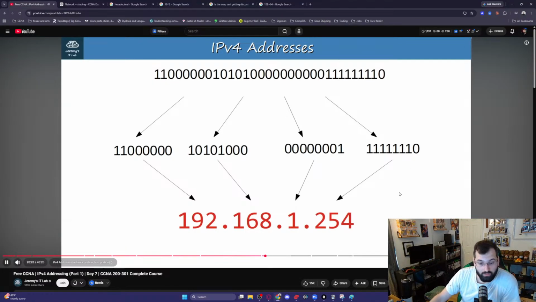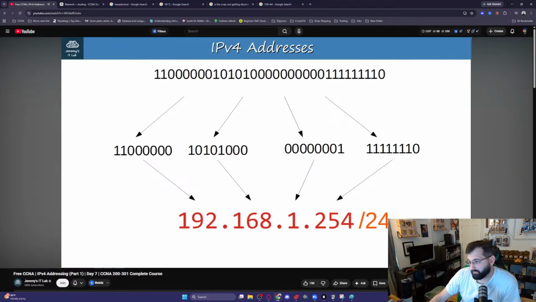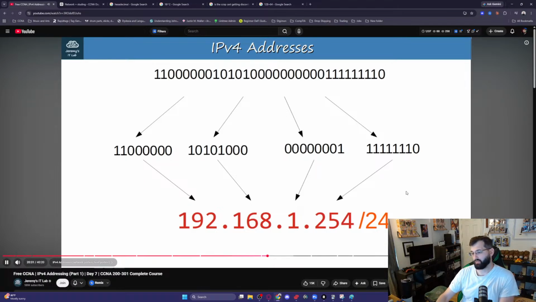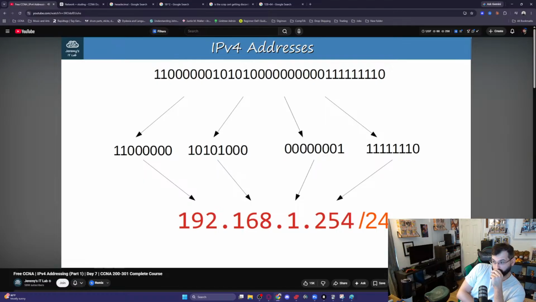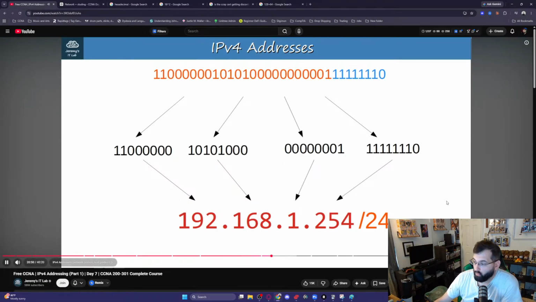However, you may remember there was this /24 that I said was used to identify which part of the IP address represents the network and which represents the end host. Since an IP address is 32 bits, can you guess what this /24 means? It's a subnet. It means that the first 24 bits of this IP address represent the network portion of the address, and the remaining 8 represent the end host. Wow, that was explained so elegantly.